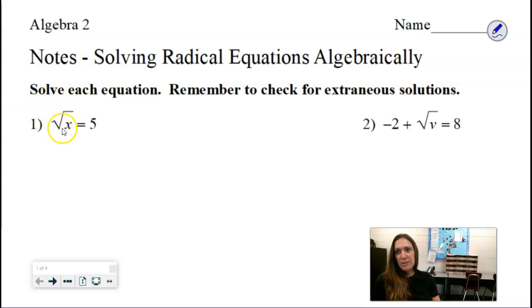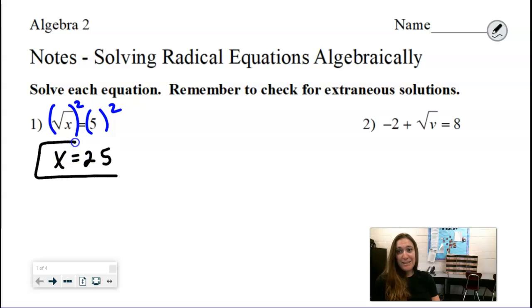So first thing I'm going to do is to use my gut instinct. If I want to get rid of a square root, I would square. And because it's an equation, we're going to square both sides. So squaring the square root is just going to give you an x, and then equals 25. And it's as easy as that. So some of them are really, really basic. So let's look at this next one.